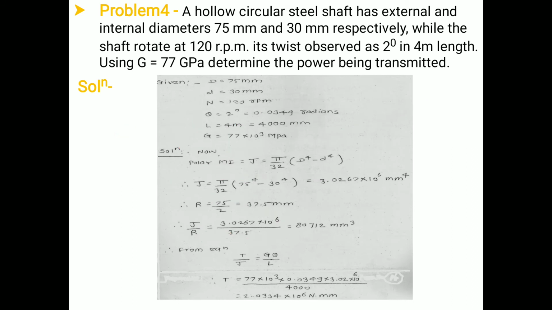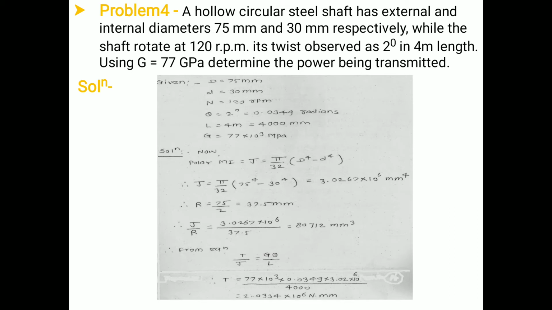So we have a torsional formula: G theta upon L, tau max upon R, T upon J. All those values are equal, but as per the data given in the numerical, we have to concentrate on these two equations only, T upon J, which is equal to G theta upon L. So from that equation we will find out the value of T. Remember that the value of G is already given in the numerical, the value of theta is also given, the value of L is also given, but we don't know the value of J for the hollow circular shaft. So that value we are going to find out from the given data.